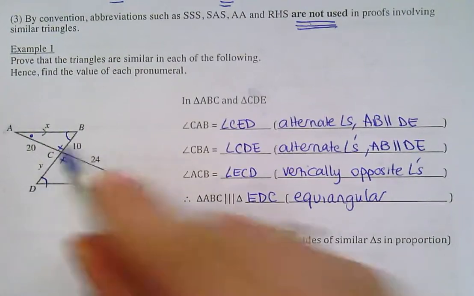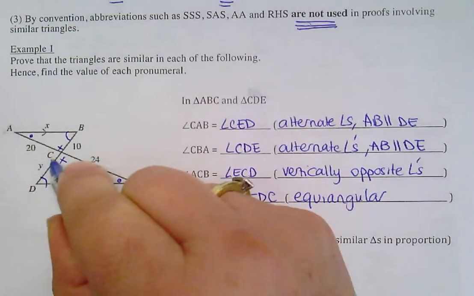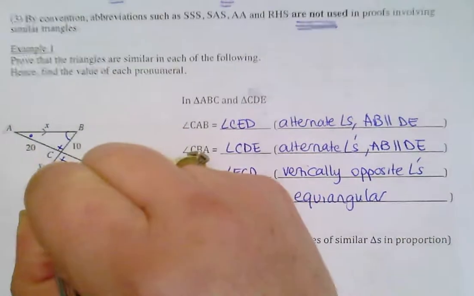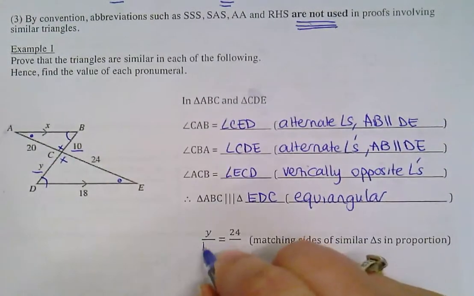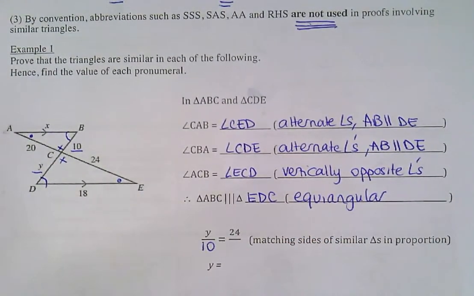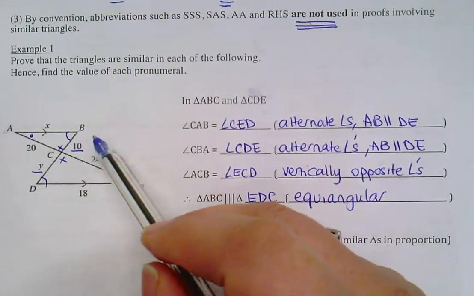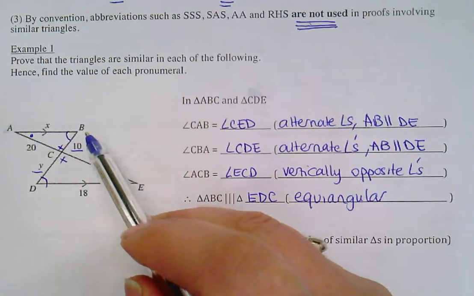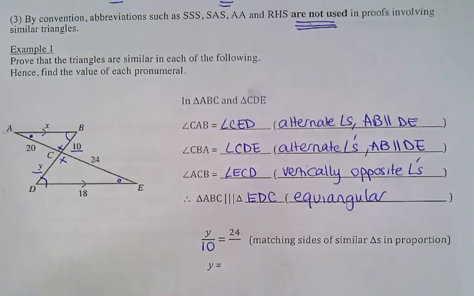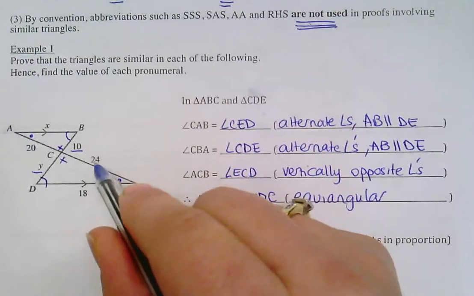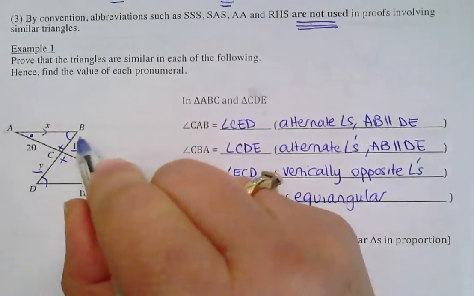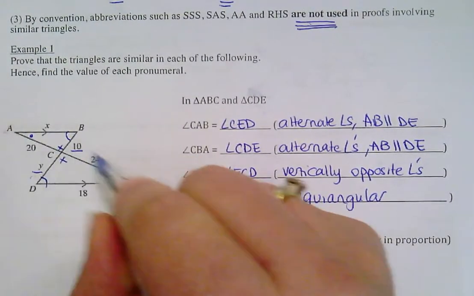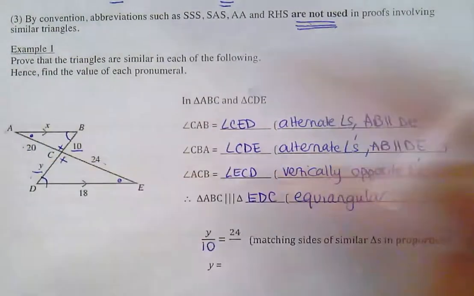Y is between the arc and the cross. Which one's its matching side? Girls? Y matches with 10, so y over 10. So now what I'm doing, I'm going from one triangle to the other. So I'm going from big triangle to small. So y over 10, this is what we did in year 9. So y over 10 equals what over what? Equals, so from bottom triangle to large one, matching sides. Y over 10 equals 24 over 20.